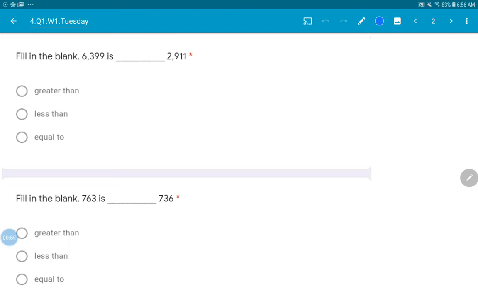Next, we have to fill in the blank. 6,399 is greater than, less than, or equal to 2,911. If I compare those numbers, I'm going to compare my largest place value. 6,000 is more than 2,000. So I know that 6,399 is greater than 2,199.